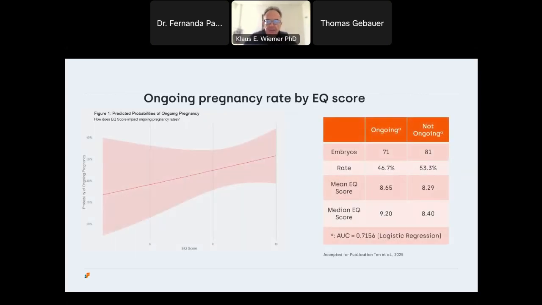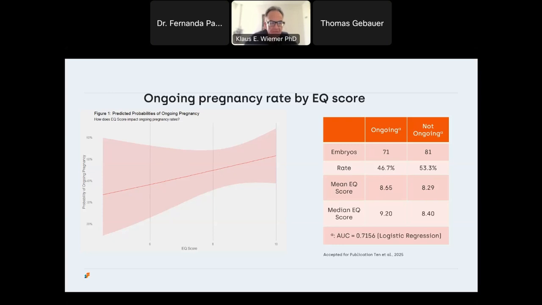If we then look at ongoing pregnancy rates in this group in Spain, we can see that when the EQ score was higher, the regression model also showed an increase in pregnancy rates. And again, these scores are subtle, which indicates that the difference between those embryos that result in a pregnancy and not a pregnancy is very, very subtle, often impossible to detect with the naked eye.